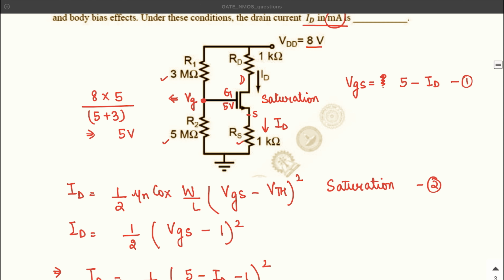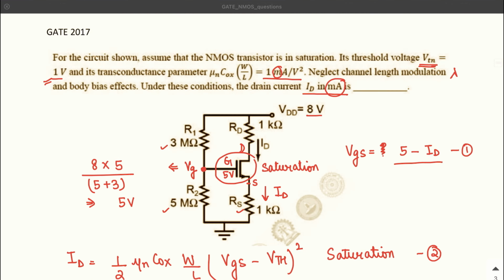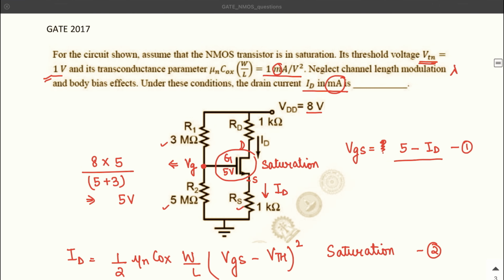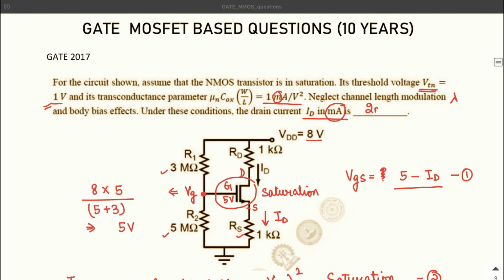If I take ID as 8 milliamperes, then this equation will give me VGS as a negative value, and that is not possible, because if VGS is negative, then this transistor will move in the cutoff mode. So hence ID cannot take up the value greater than 5. So definitely the value of ID which is correct is 2 milliamperes. So the answer to this question is 2 milliamperes.